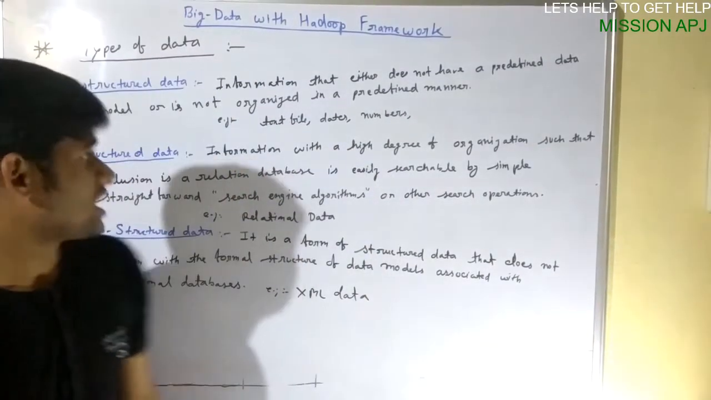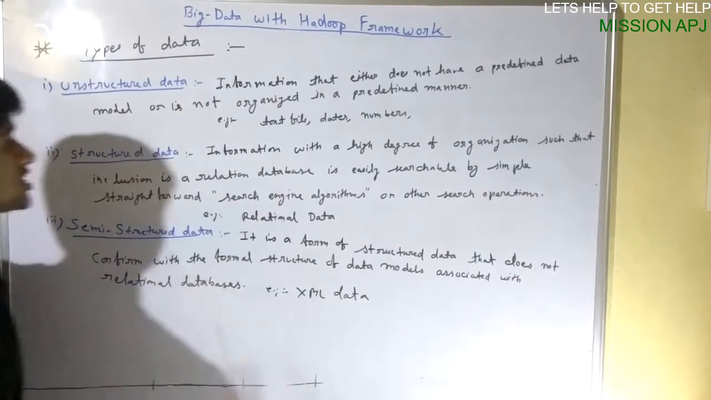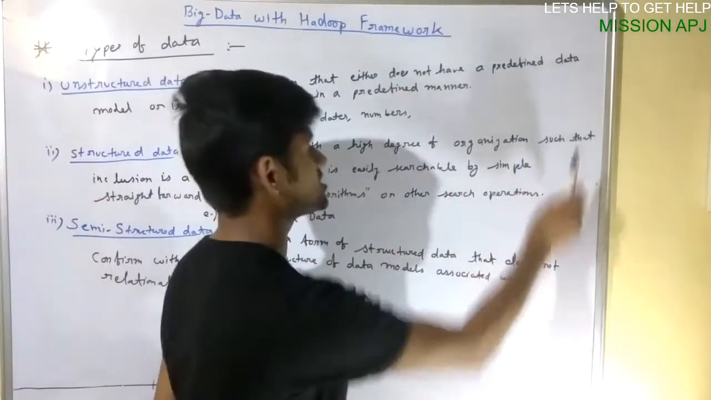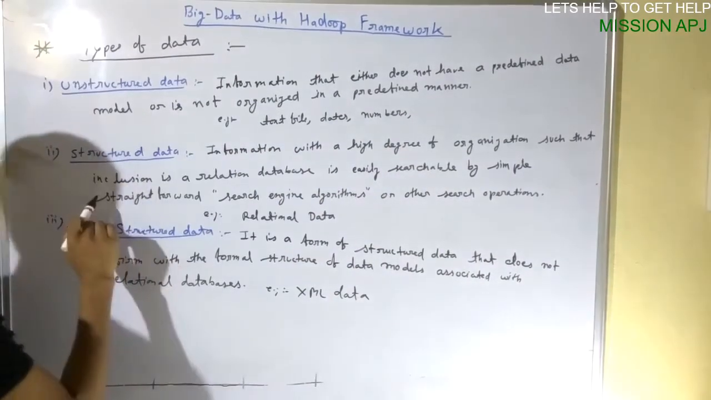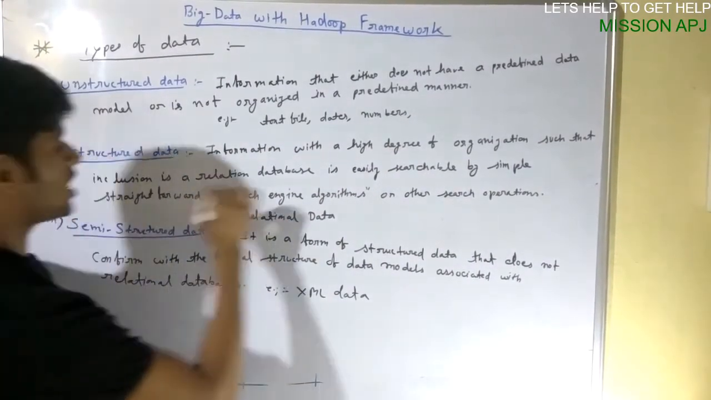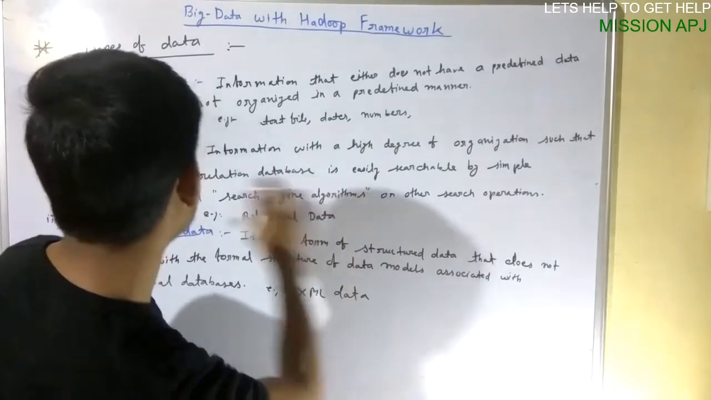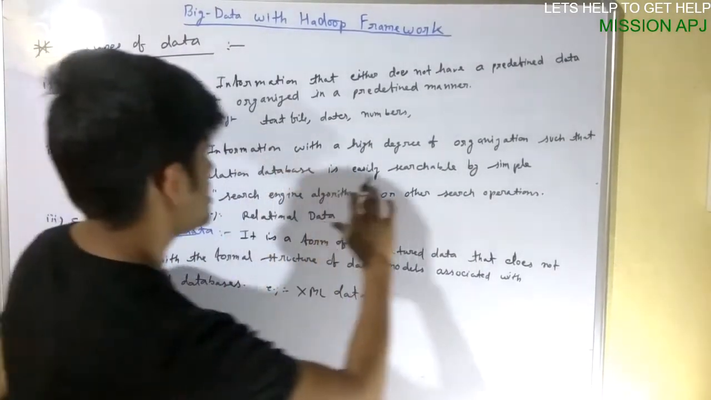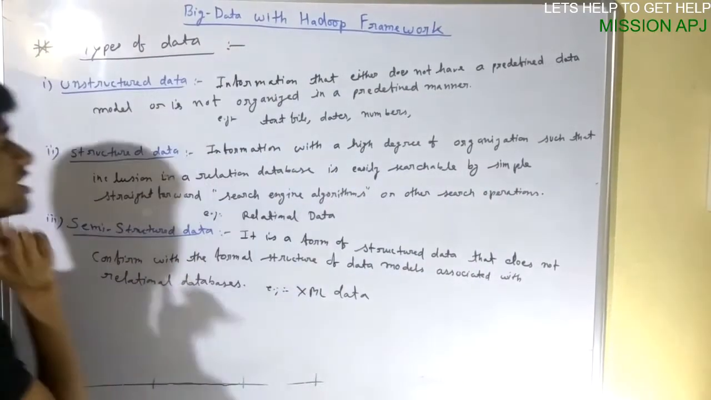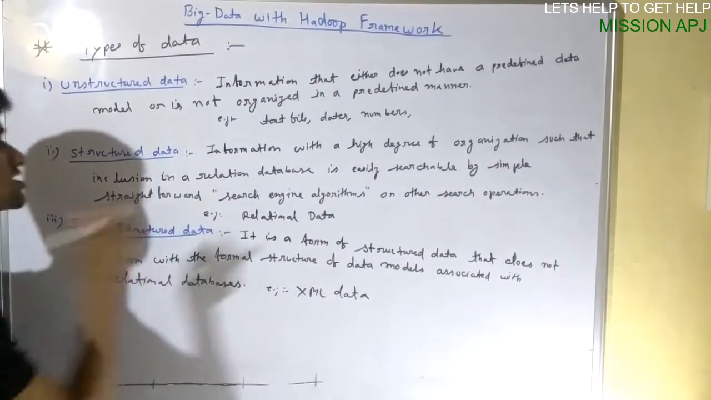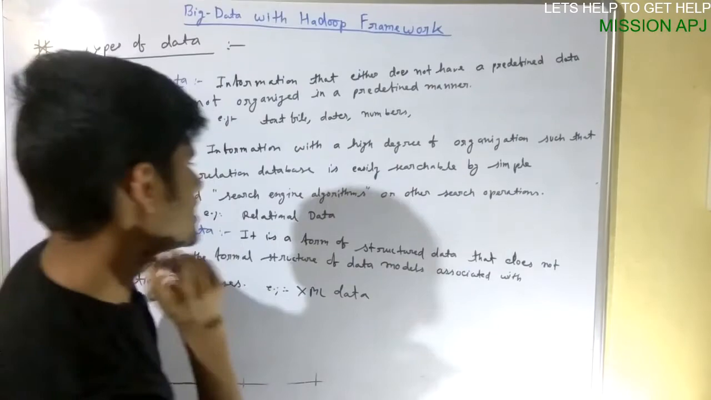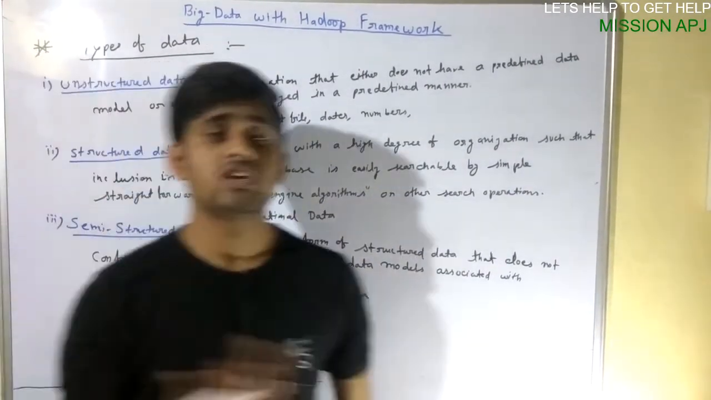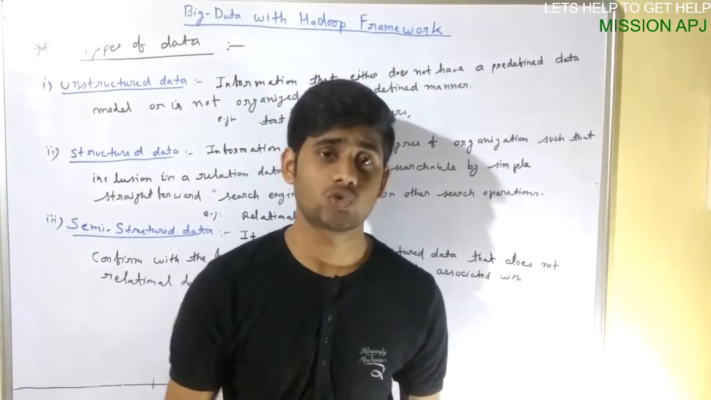Okay, so let us understand structured data. What is structured data? Information with a high degree of organization, such that inclusion in a relational database is easily searchable by a simple, straightforward search engine algorithm or other search operation. So what is structured data? Data we store which are related to each other.